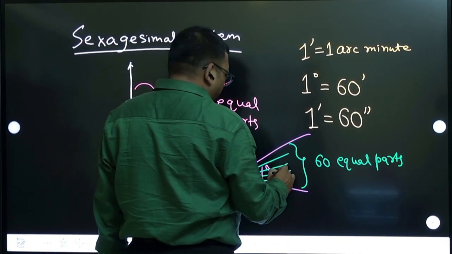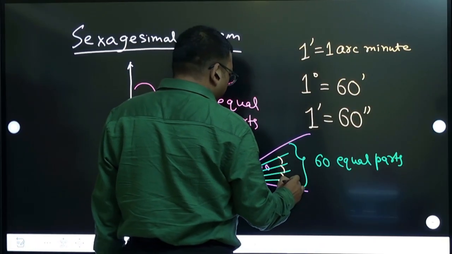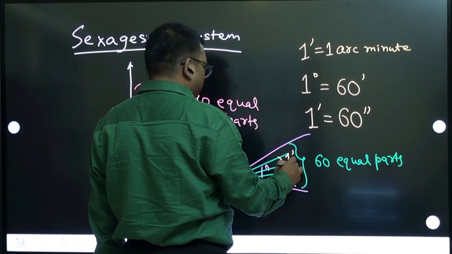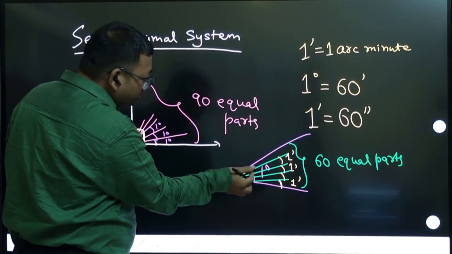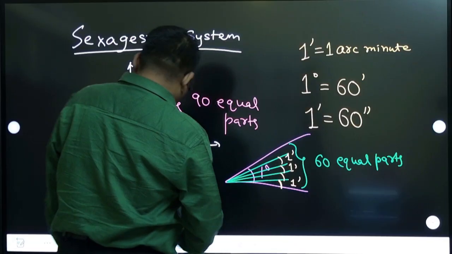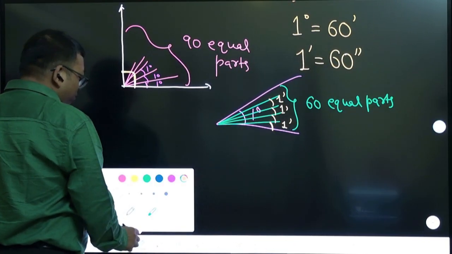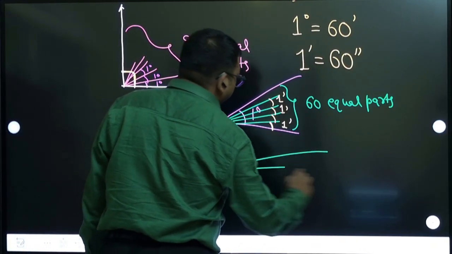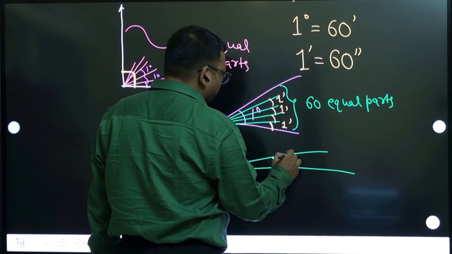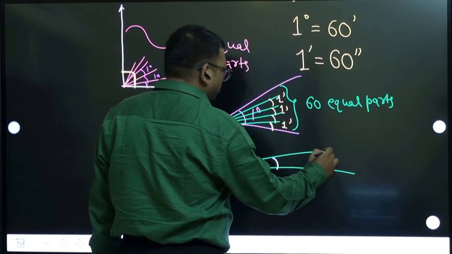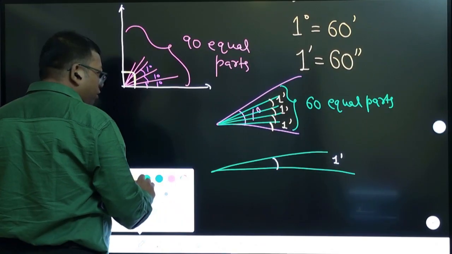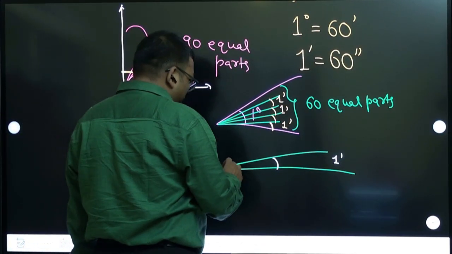So each of these 60 parts is called 1 minute. Now let us go back and take that small segment, 1 minute. This is the whole 1 minute. Let us try to divide it also into small equal parts.